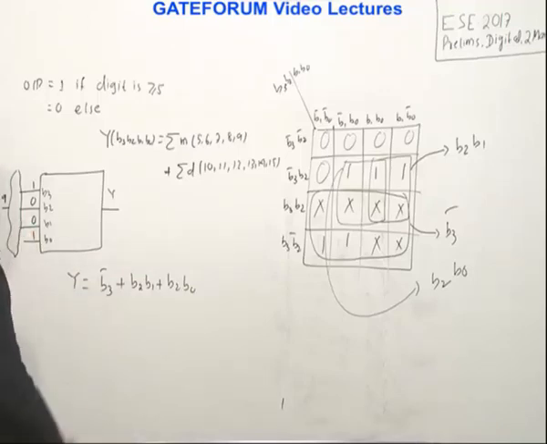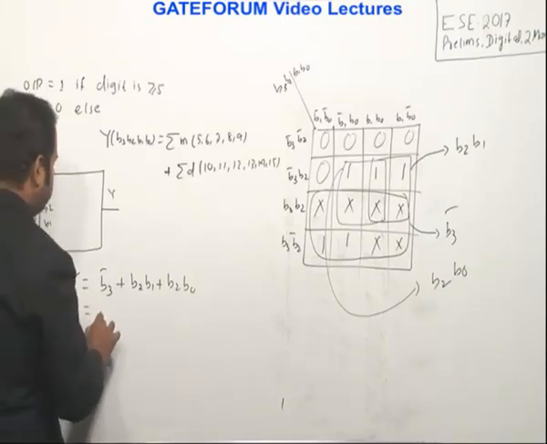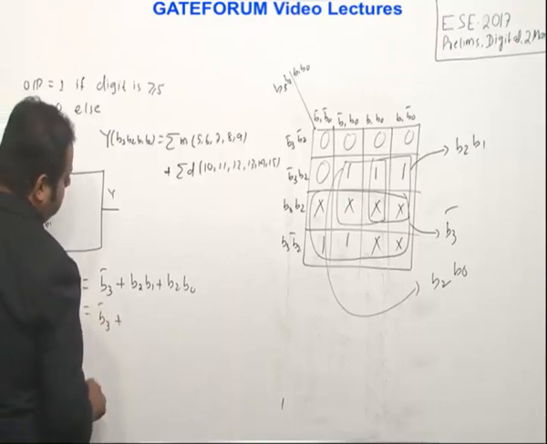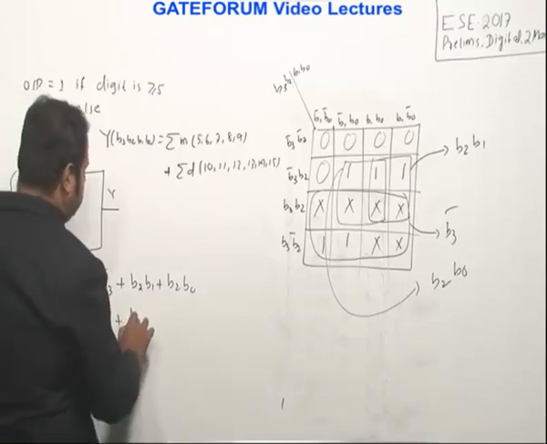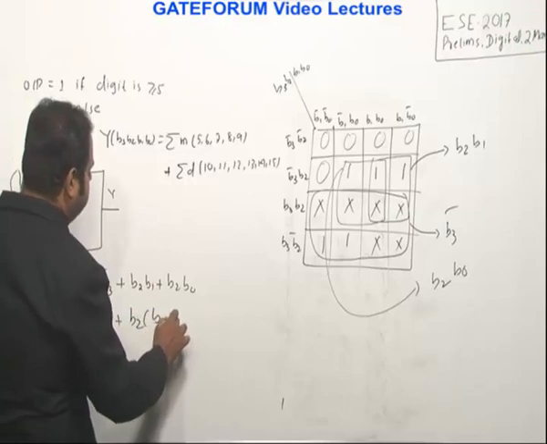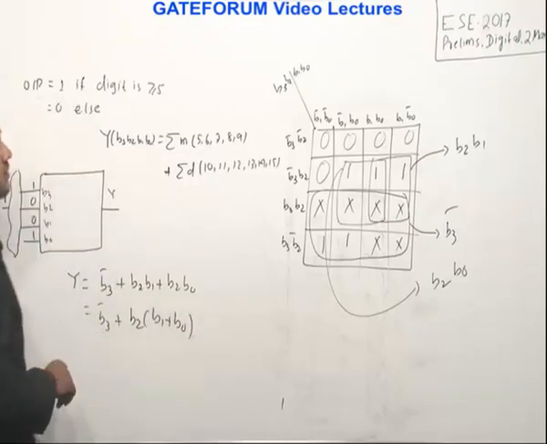But a little bit of optimization we need here, because you see the question is asking for the minimum number of gates you need. So in this case, what I can do is write B3, and from these 2 I can take B2 as common. If I take B2 as common, I am getting B1 or B0.